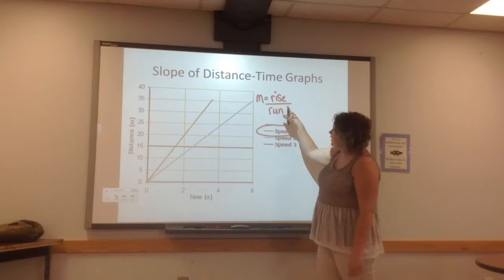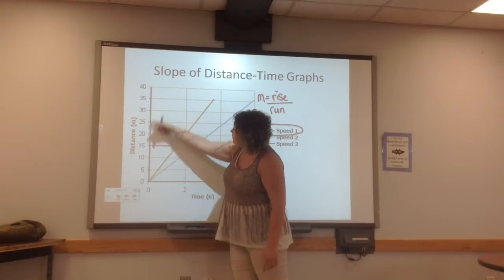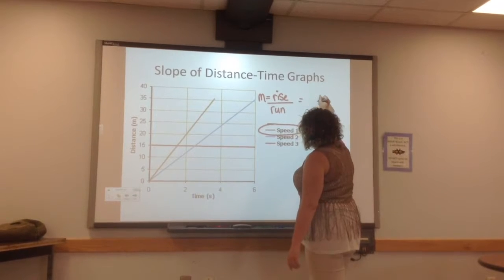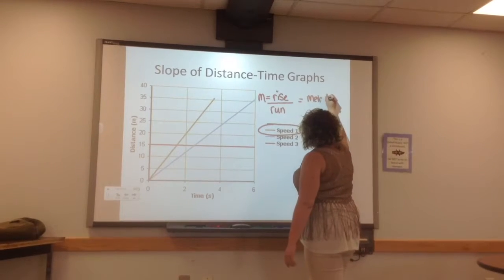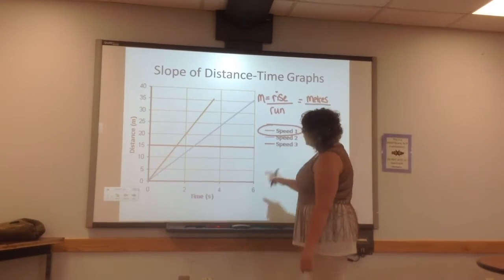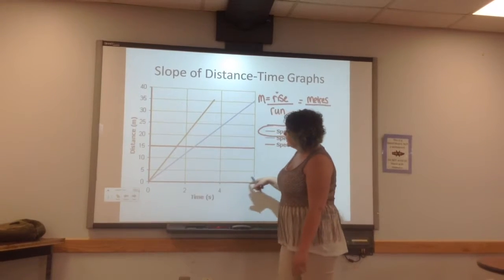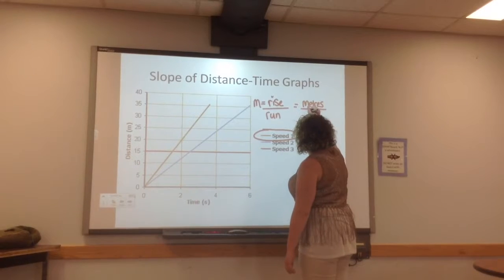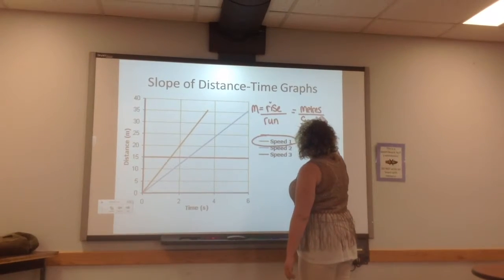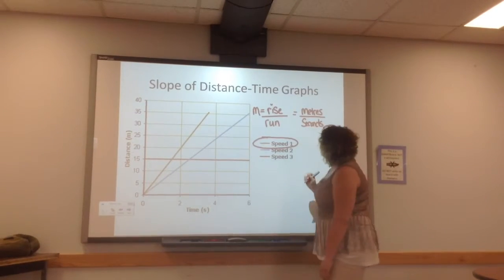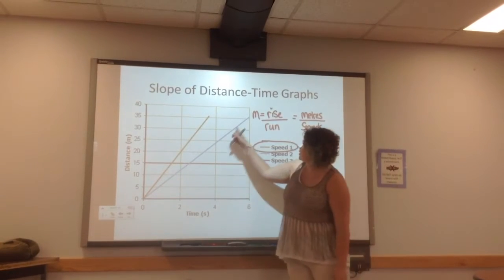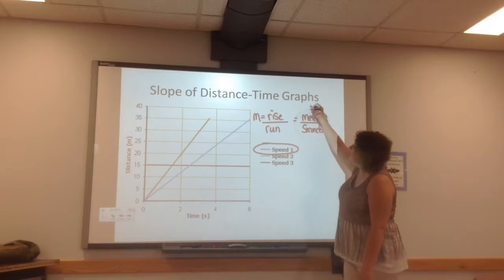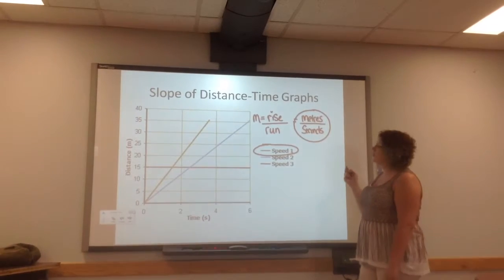So the rise, that's our y-axis here, right, up and down, vertical, is measured in meters. And the run, the horizontal here, is measured in time, in seconds. Okay, so if we were to find the slope of this line, what we're actually getting is meters per second, so speed.